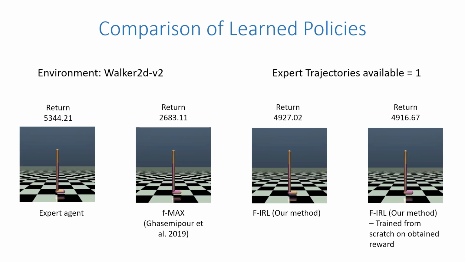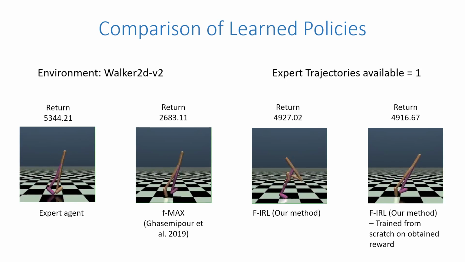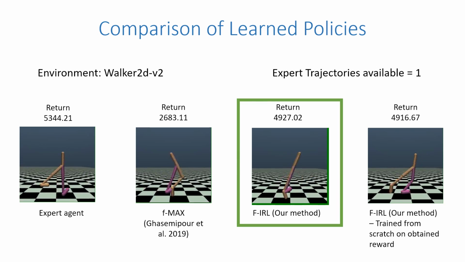We now do a comparison of the learned policies on the walker environment. We see that the policy learned by f-IRL works much faster than the baseline and achieves the highest return.